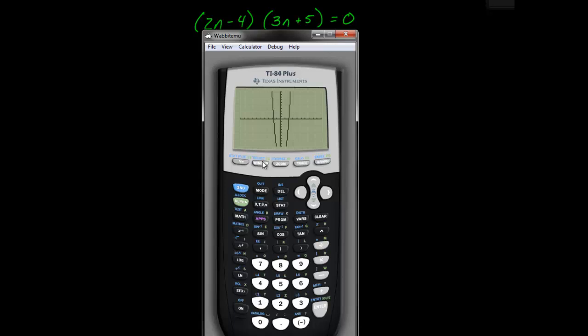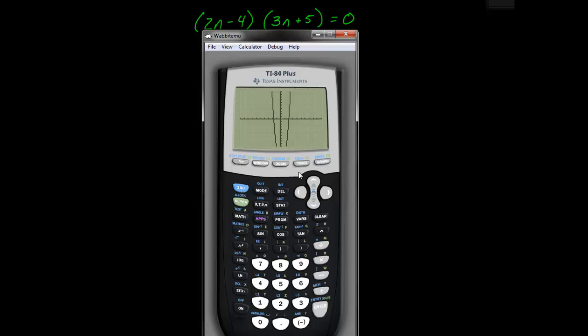If you need to, we can go to Window, and we can set our maximum, our minimum, and our scale, which is how many each of our little marks represent. We can set that equal to 5, 10, however many increments you need in order to fit the graph appropriately. Now we're going to look at trying to find what our zeros are, or to solve for this.